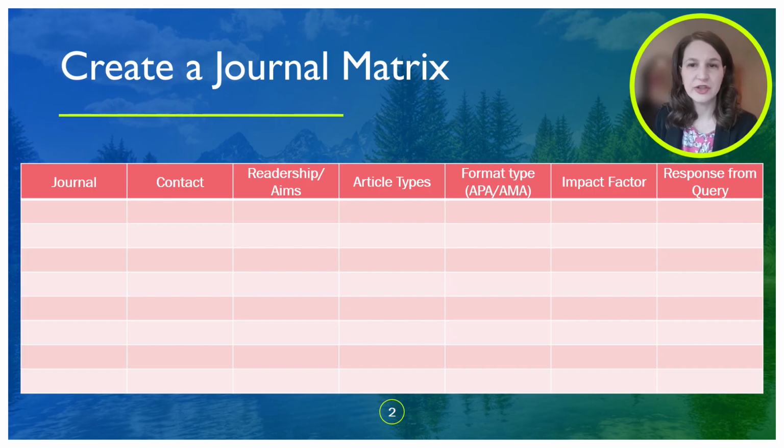Many journals publish different article types, like full-length articles or departments, columns, or brief reports. You can also note if the journal uses AMA versus APA or some other type of formatting for references, and the journal's impact factor. And I usually also include a column where I can add in the response that I get from my query email.